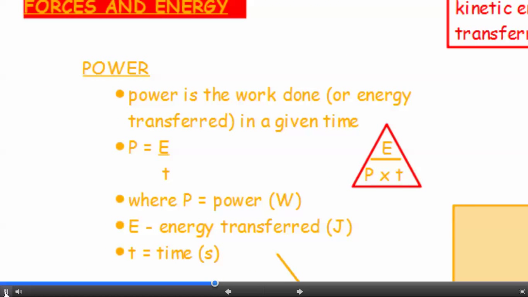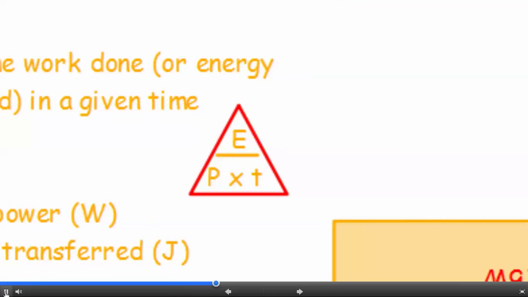Power. Now we've talked about power in Unit 1 in terms of electrical appliances. Power is the work done or the energy transferred in a given time. P equals E over T, where power is measured in watts, E is the energy transferred in joules, and time is in seconds. Time is always in seconds. Triangle.